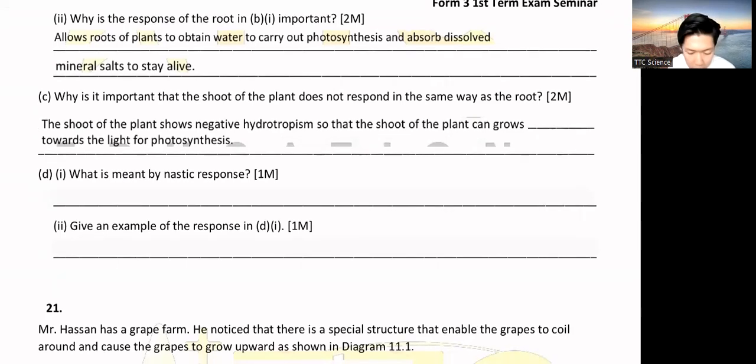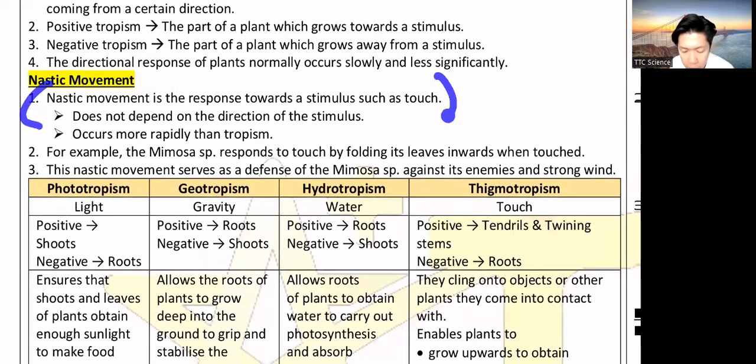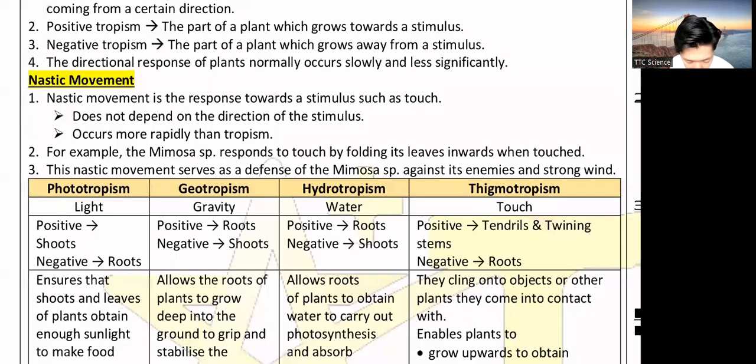Nastic movement is a response towards stimulus such as touch. Like, is your answer. Okay. Good. Then the next one is asking example, also from your short notes here. For example, mimosa responds to touch by folding the leaf in. Okay, you copy from here.